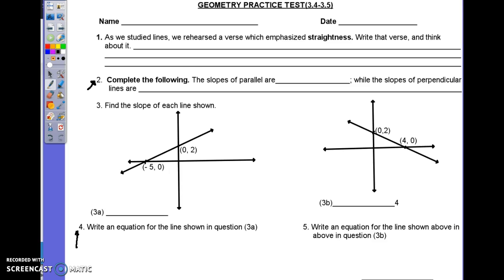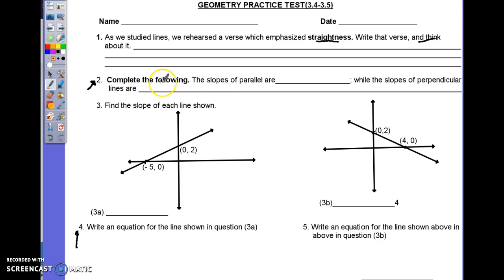In this one, I want to draw your attention to our verse, which is an important one. As we studied lines, we rehearsed a verse which emphasized straightness. Write that verse and think about it. You already have it written down. So it says, and you can rehearse it with me, the voice of one crying in the wilderness, prepare the way of the Lord, make straight in the desert a highway for our God. So you can rehearse that one as we think about straightness.